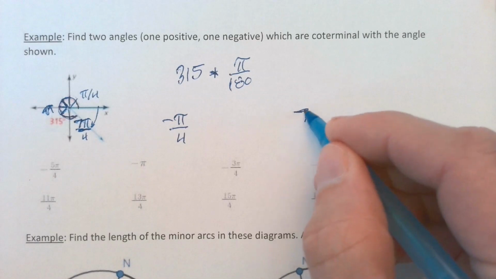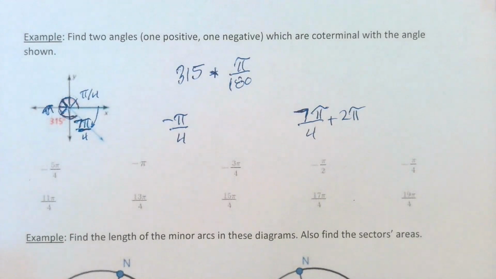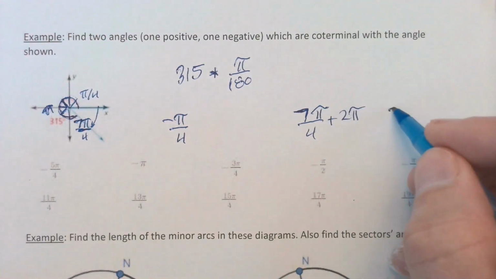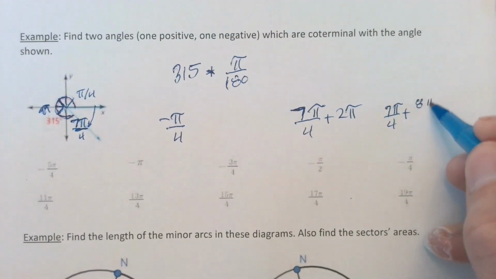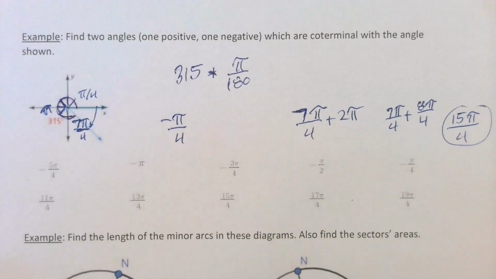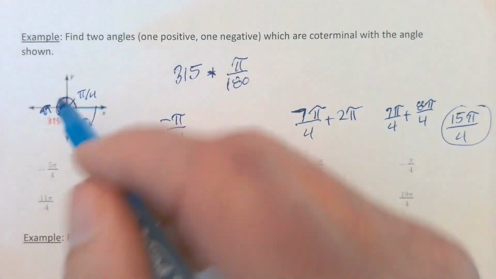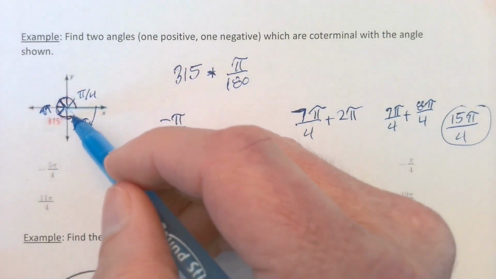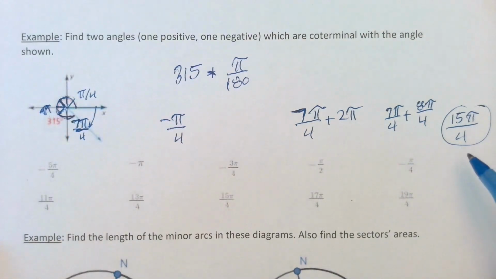Take 7 pi over 4 and add 2 pi to it. Get a common denominator here, so that's 7 pi over 4 plus 8 pi over 4, and that adds up to 15 pi over 4. That is one positive angle that's coterminal with that. What is that again? Okay, well, go all the way to 7 pi over 4, and then go all the way around the circle again. And you get some big improper looking fraction like that.